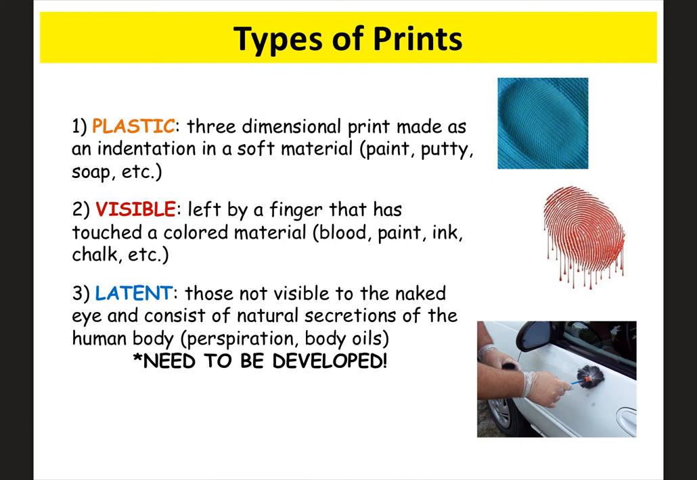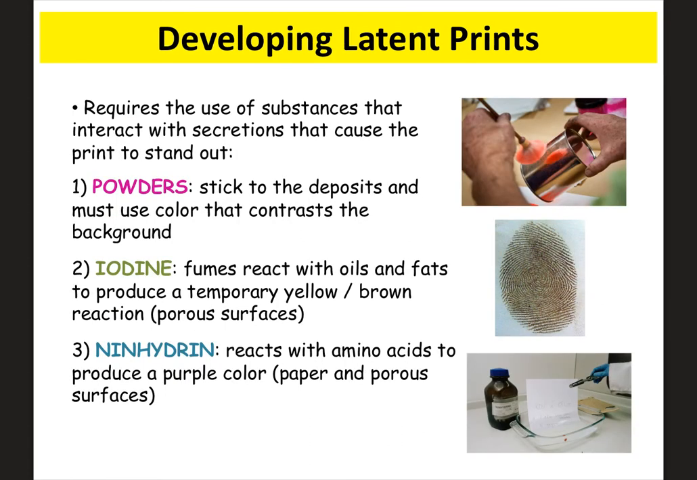Many times, the prints that are left behind at a crime scene are latent prints, and you have to develop them. So there are a bunch of different ways to develop these latent prints. Some are maybe more familiar to you than others, but the biggest way is probably powders. All right, you use these powders that will stick to the deposits or the secretions in the latent fingerprint, and then they kind of make that print appear.